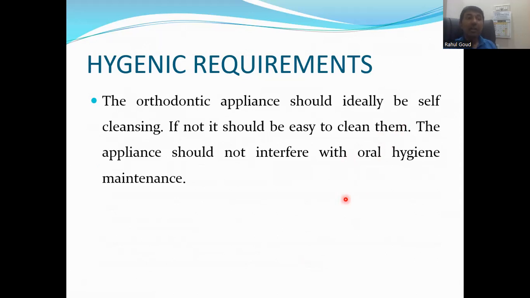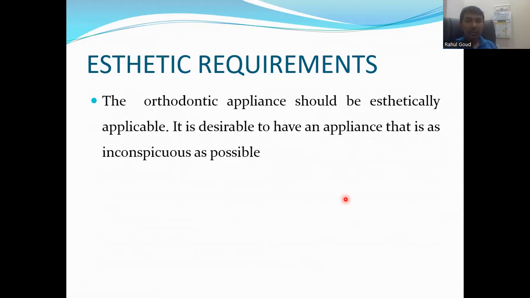Self-cleansing in the sense, the appliance should be well polished such that no food debris adheres to the surface of the appliance. And if at all it interferes with self-cleansing, at least it should be easy to clean by the patients. So in such a way, the oral hygiene maintenance of the patient should not be disturbed or interfered with.